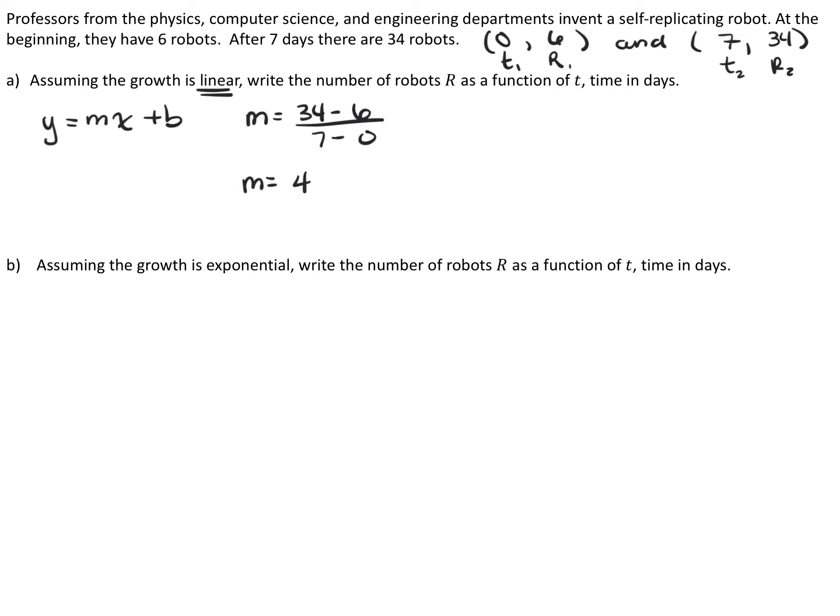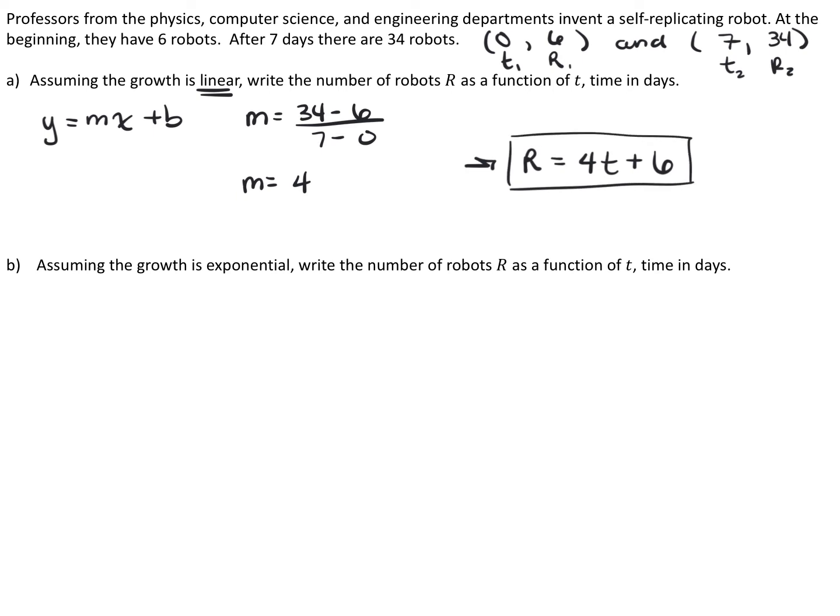Okay, and then we already have the initial value. The initial value here is 6 robots. So this makes the equation easy to write. That gives us an equation where the number of robots is equal to 4 per day plus an initial start of 6 robots. Okay, all right.